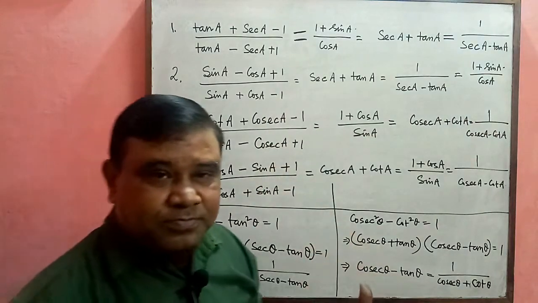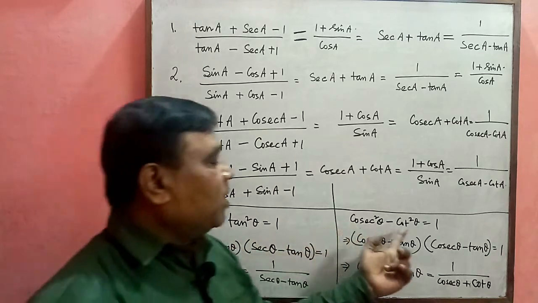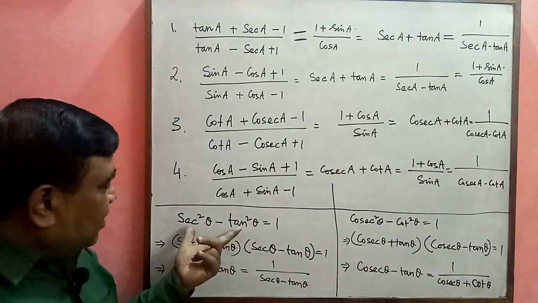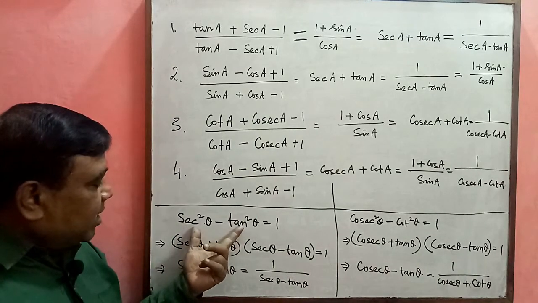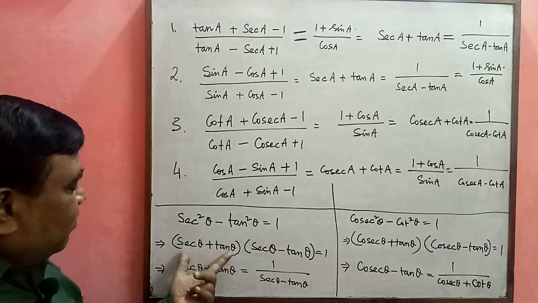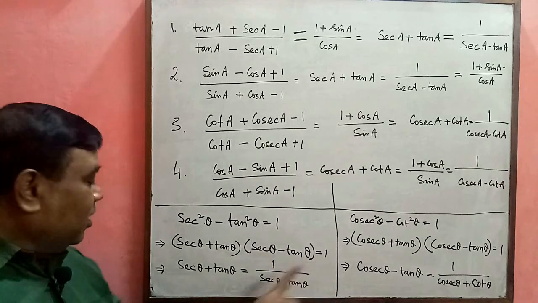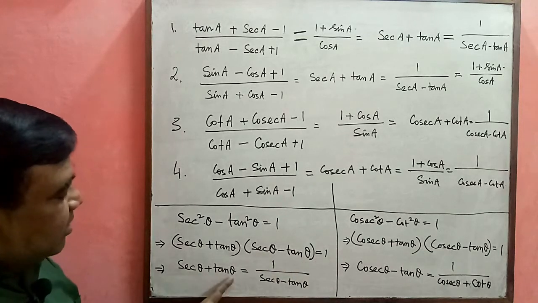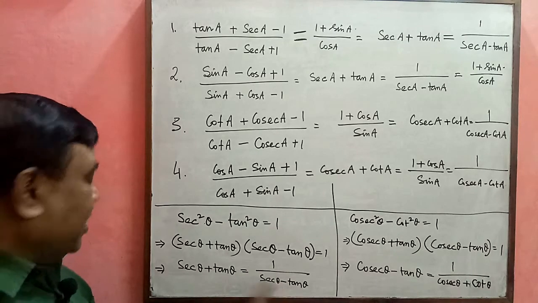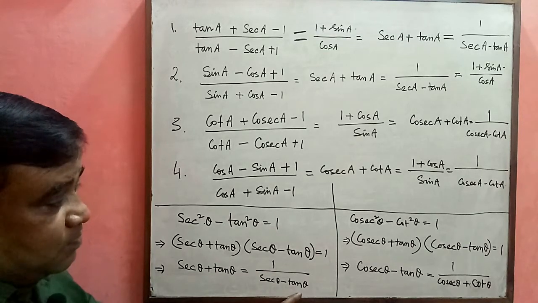We know sec square theta minus tan square theta is 1, and since this is a square minus b square, this is (sec theta plus tan theta)(sec theta minus tan theta) equal to 1. So sec theta plus tan theta is equal to 1 upon sec theta minus tan theta and vice versa. Right? Sec theta minus tan theta will be 1 upon sec theta plus tan theta.